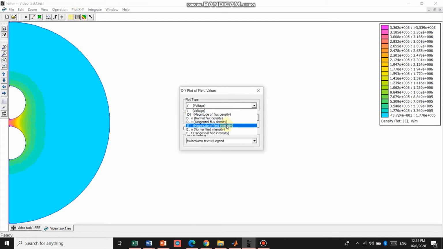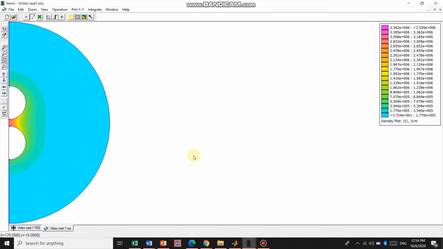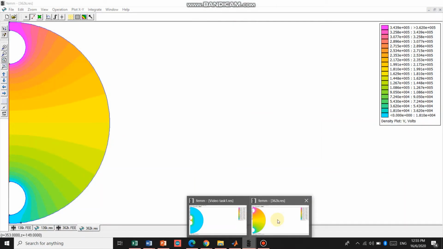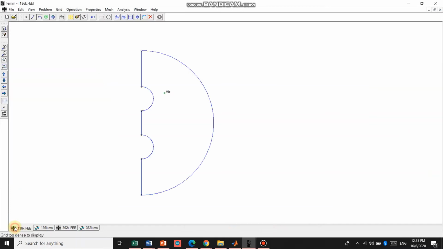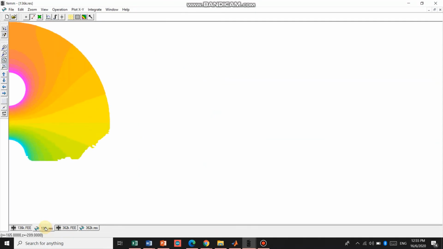For the electric field intensity, we can see that the maximum field intensity is around 3.5 megavolt per meter. A similar step will be done for gap distances of 5 cm and 17.5 cm. This is the 5 cm gap. We will define the upper arc as 136 kilovolt and the lower arc as ground. So this is the simulation result.